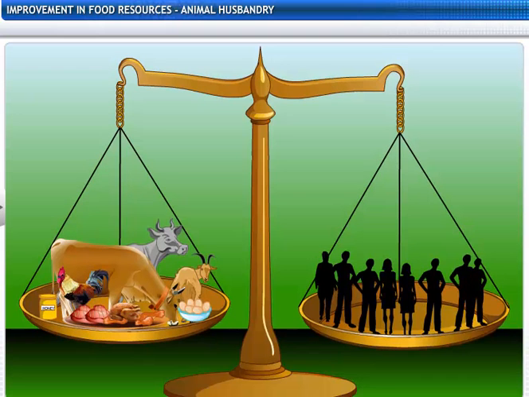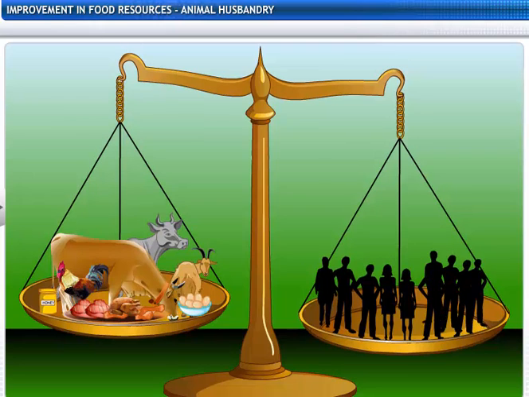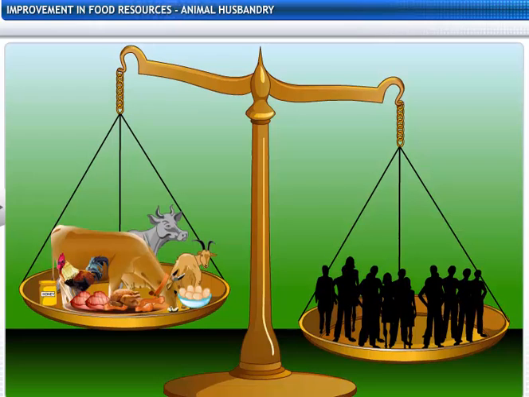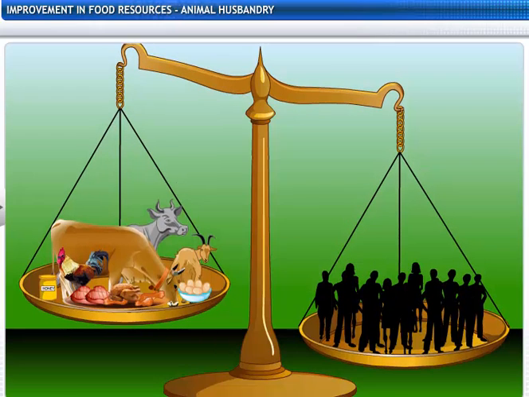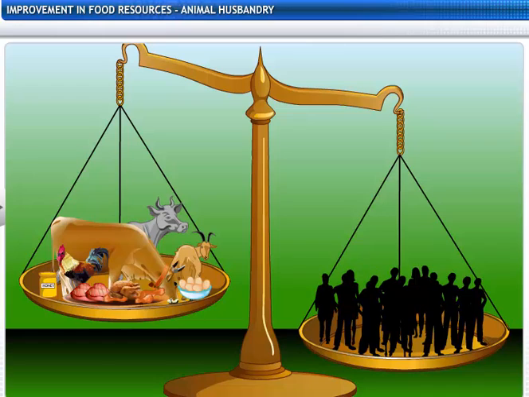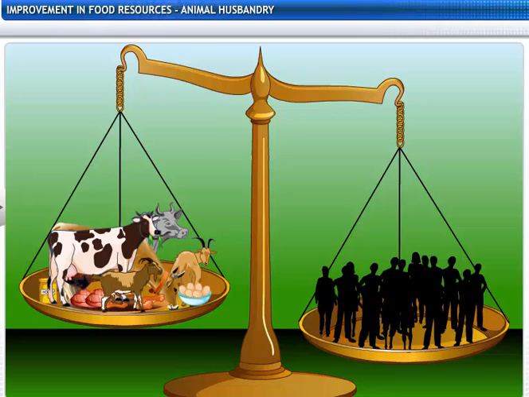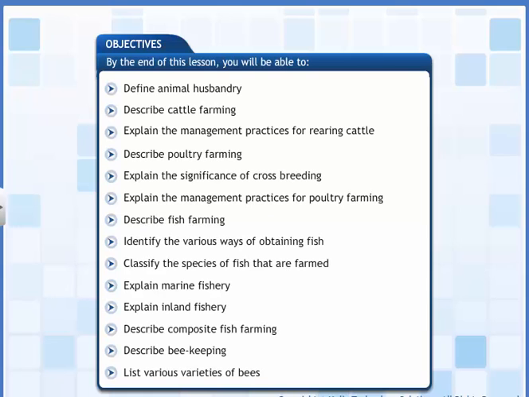The increase in the human population has led to a rise in the demand for meat. Livestock production needs to gear up to meet this increased demand for hygienically produced meat, eggs, and other animal produce such as honey. So how do we ensure these needs are met? That's where animal husbandry comes in. In this lesson, you will learn about animal husbandry.